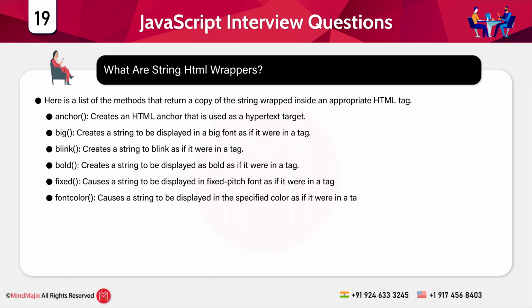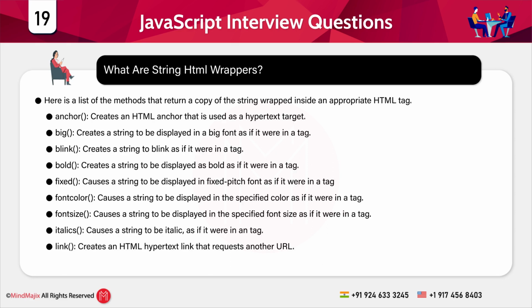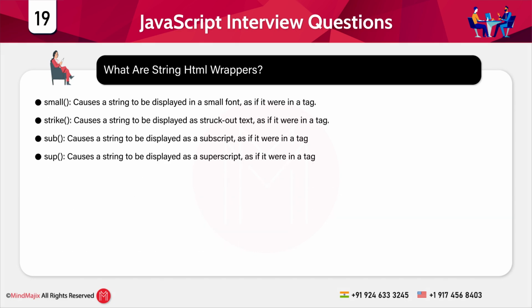Anchor, big, blink, bold, fixed, font color, font size, italics, link, small, strike, sub, and sup. These are the methods used as a string wrapper.